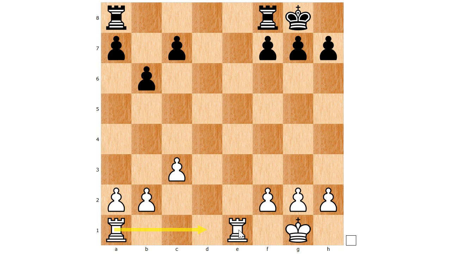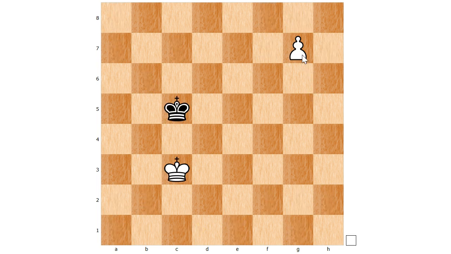What happens when you promote a pawn? If white promotes the pawn here, you will write g8 and in brackets Q. This means the pawn moves to g8 and promotes to a queen. If you chose to promote to a rook, then you would of course write g8 and in brackets R to indicate the pawn promoted to a rook.